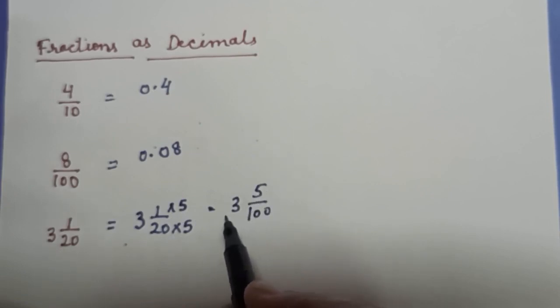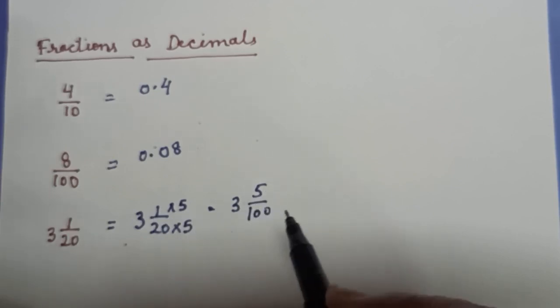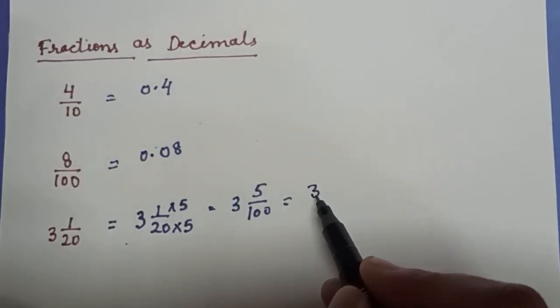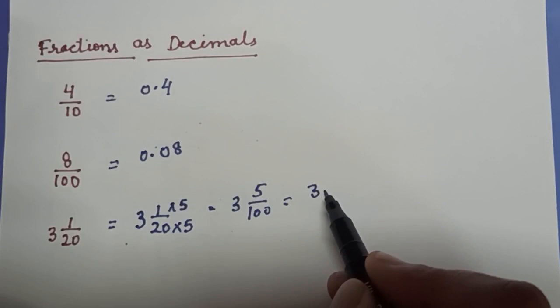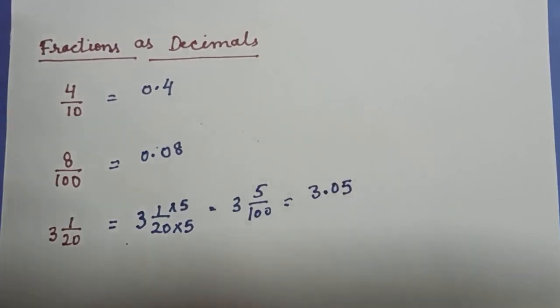Whole part is written as it is. 1 into 5 is 5, 20 into 5 is 100. So here 5 on 100 means again 2 decimal places. So here we will get 3 as it is, as the whole part, decimal 0.05. So the number of decimal places is 2 here. This is the way we can convert a fraction into decimal.